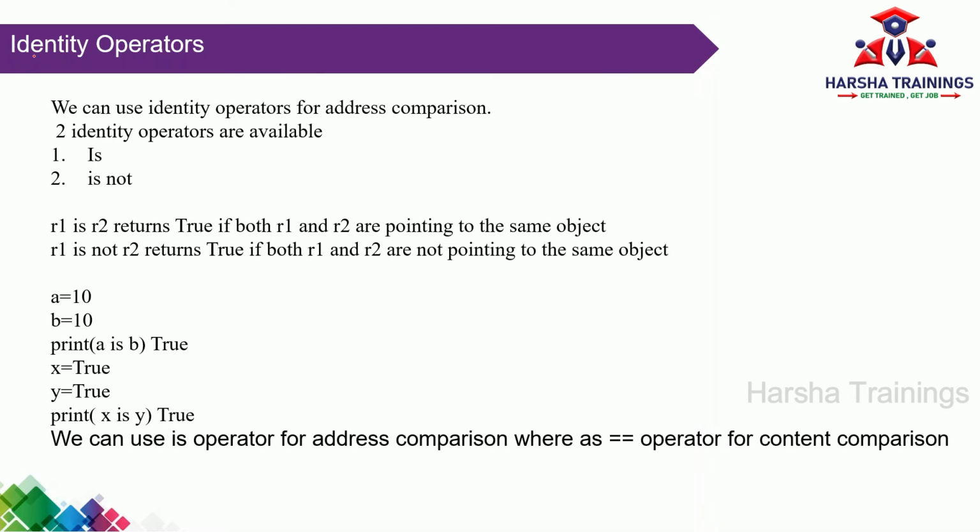Now, the identity operator. It is used to check for address comparison. For example, consider any two variables. This is very important. Remember this identity operator and the next one, membership operators. These two are very important when it comes to the Python programming language. Address comparison: check whether the two variables point to the same address or not.